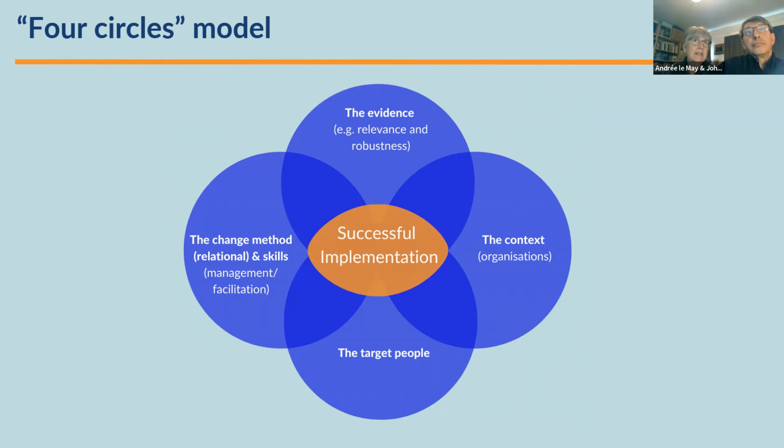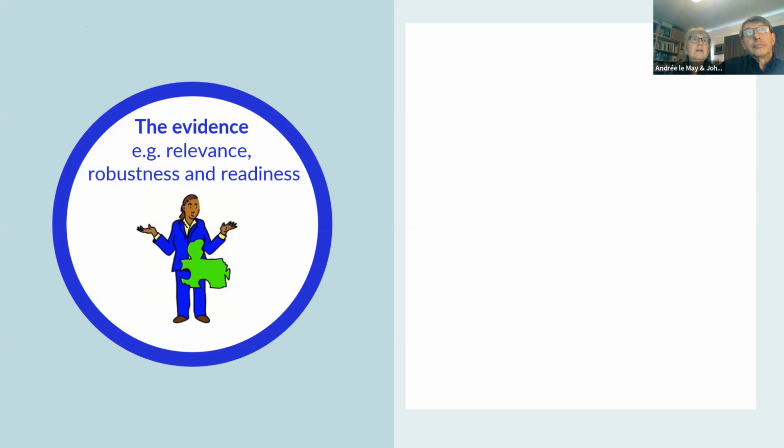As you can see here, to get successful implementation, we would suggest that you need to focus on 4 things. We're not the only people to suggest that, by the way. The first is the evidence, the second, the context, people, obviously, terribly important, and then how you change and make things different. So first of all, let me remind you about the evidence.